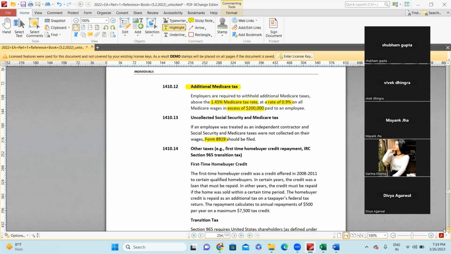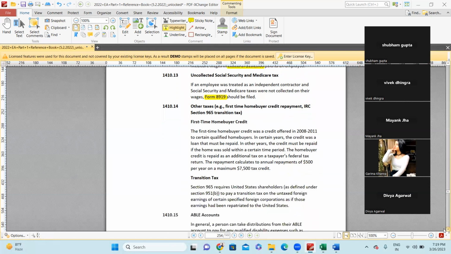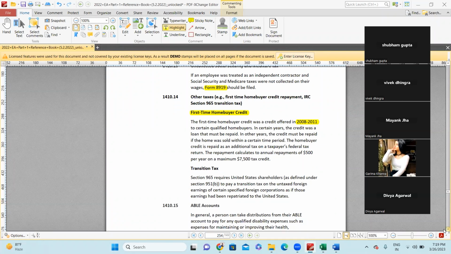Right? The next one is other taxes, of which the more prominent is the first-time home buyer credit. This is also a very old scheme, 2008 to 2011. So it is not much relevant for your exam purpose, to be very honest. At maximum it can come, but I don't see it being much relevant for your exam. You can ignore this one.